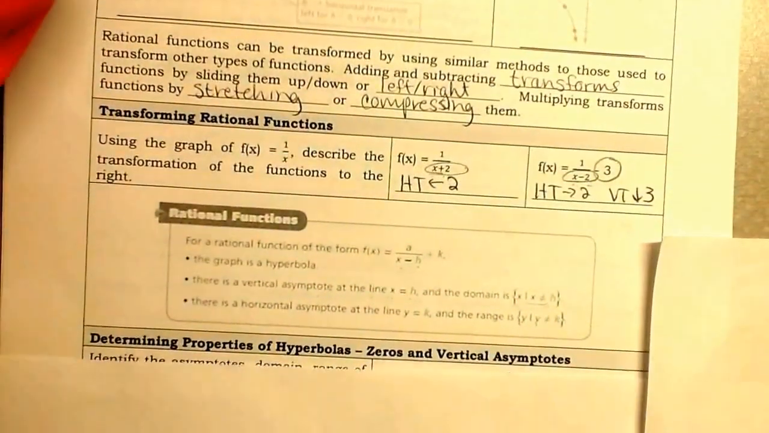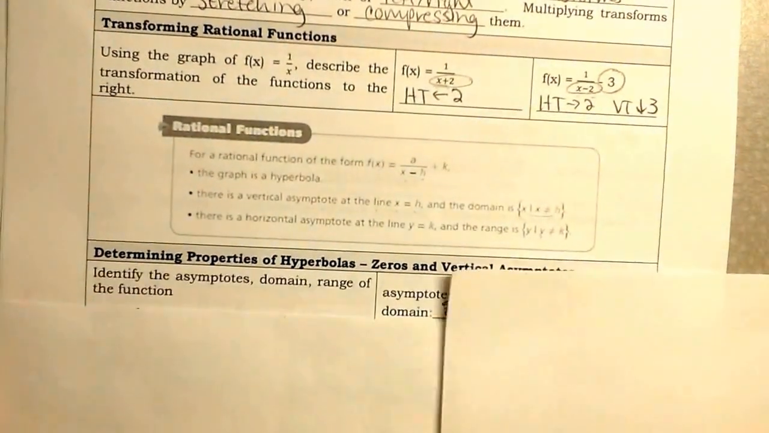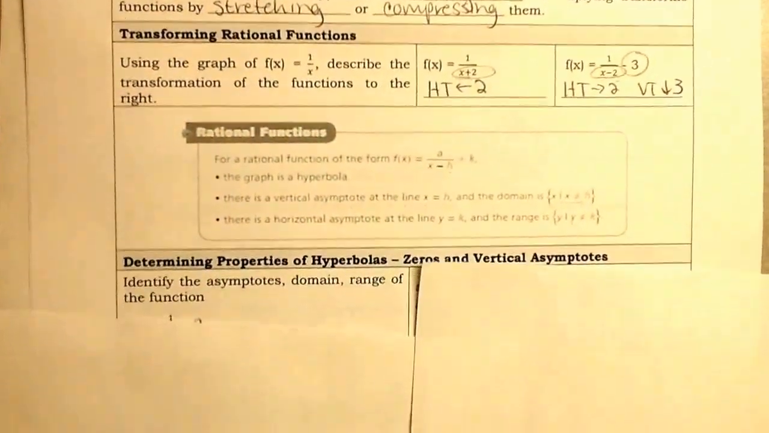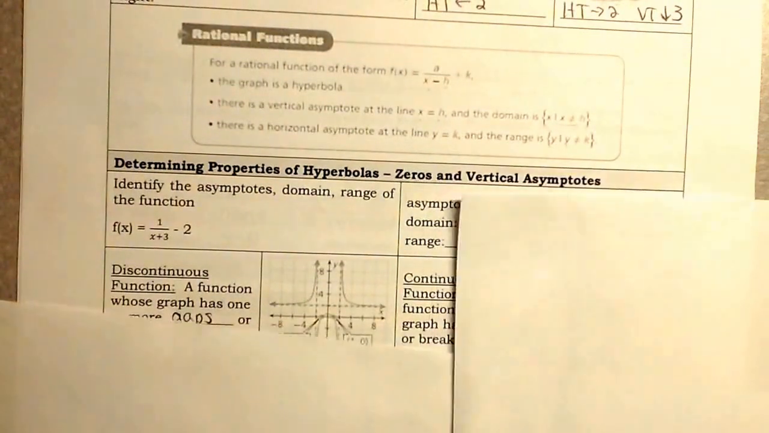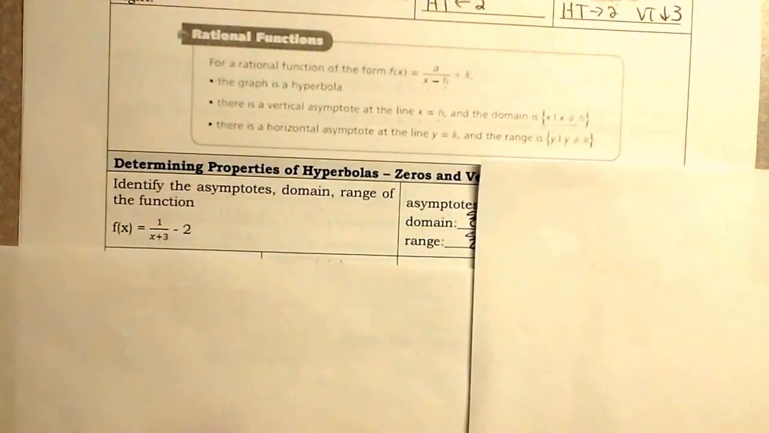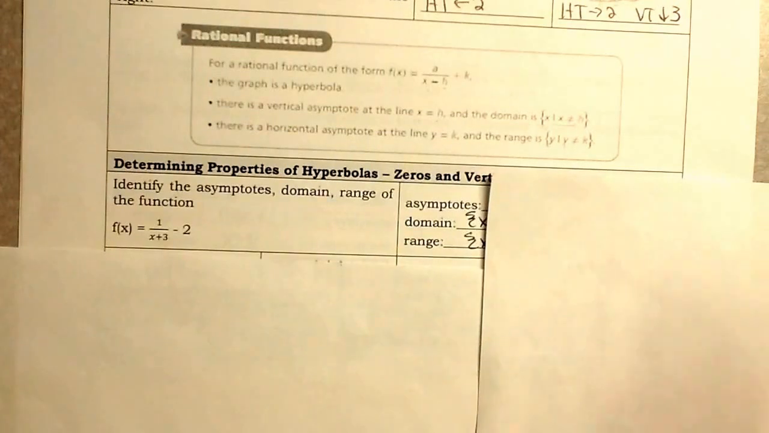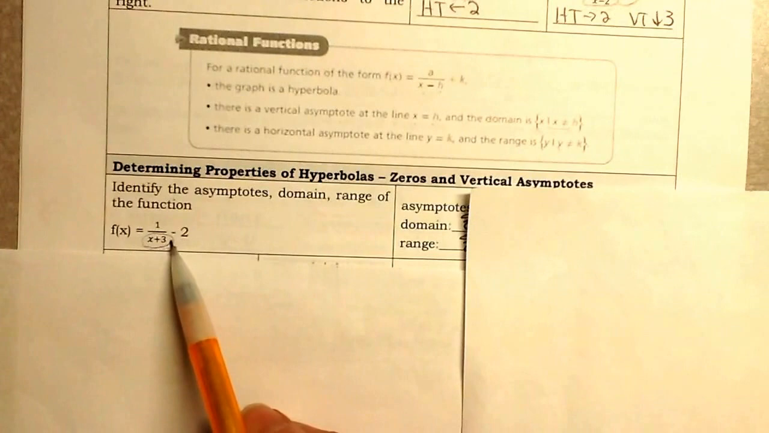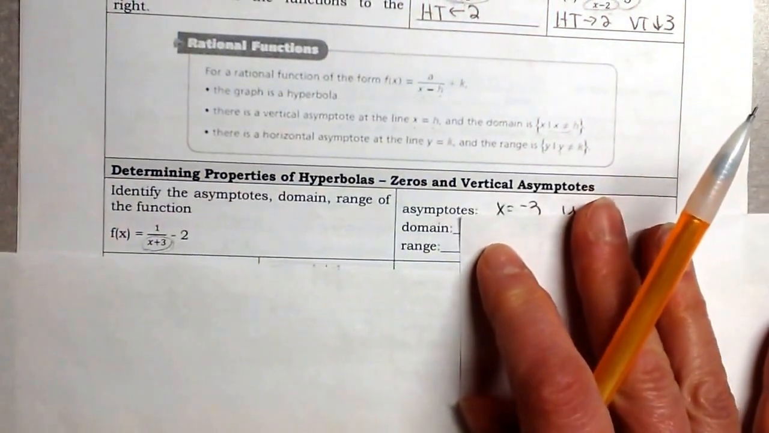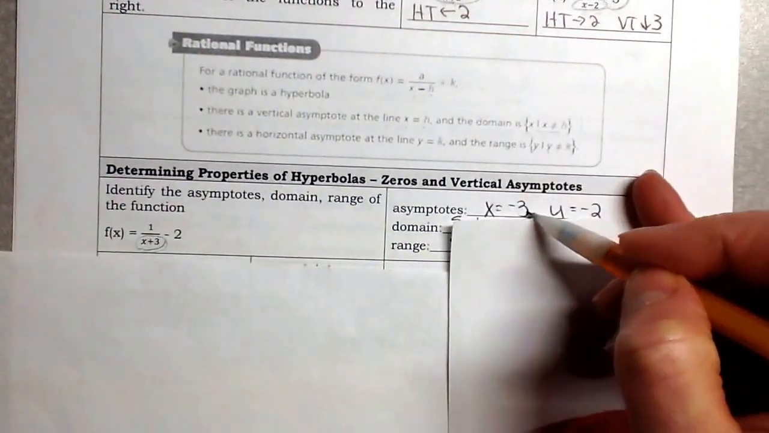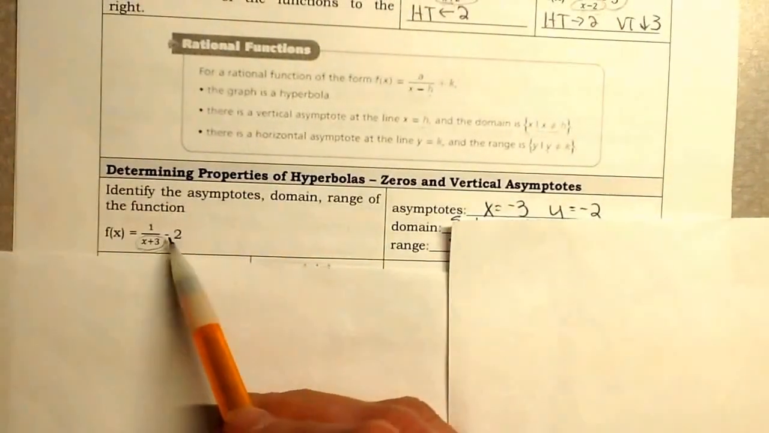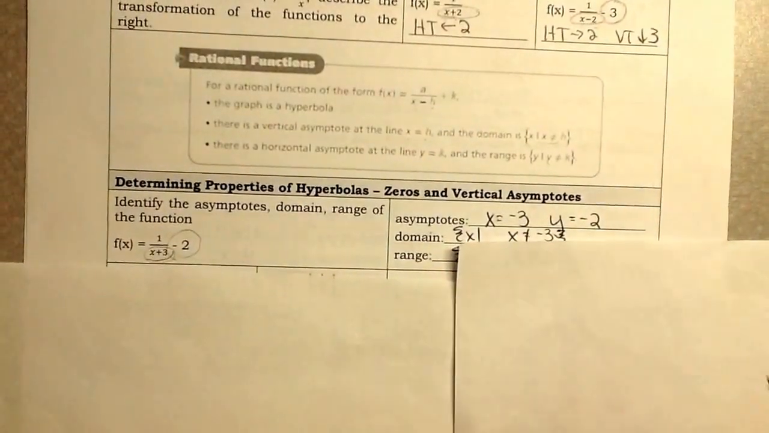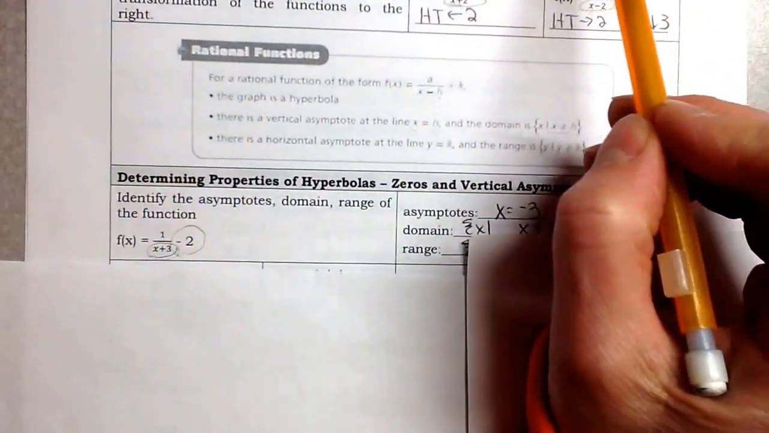All right, so let's look at the properties of hyperbola, zeros, and vertical asymptotes. We're given this function right here. Let me slide this up a little bit. We want to figure out what the asymptotes are and what the domain and the range are. The asymptotes are the values that make the denominator undefined. So you're going to have one at x equals -3. You're going to have another one right here at y equals -2. So that would be, oh, let me slide the graph down.